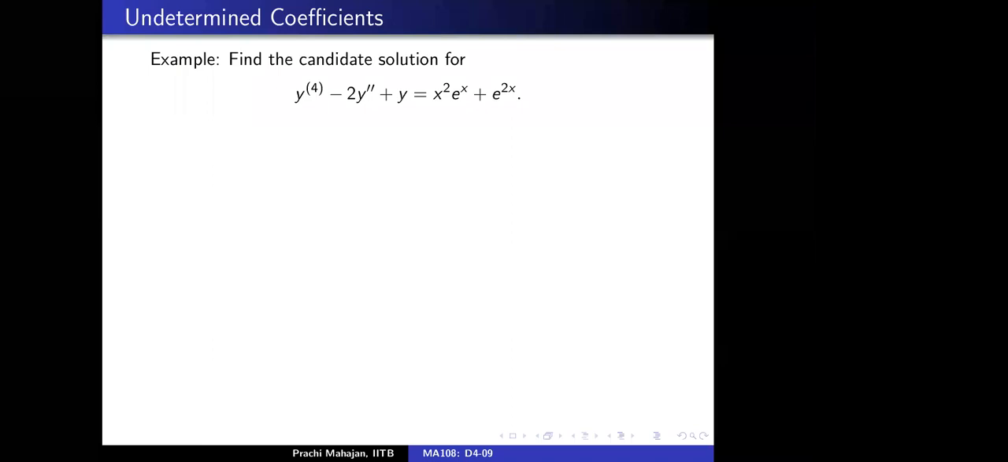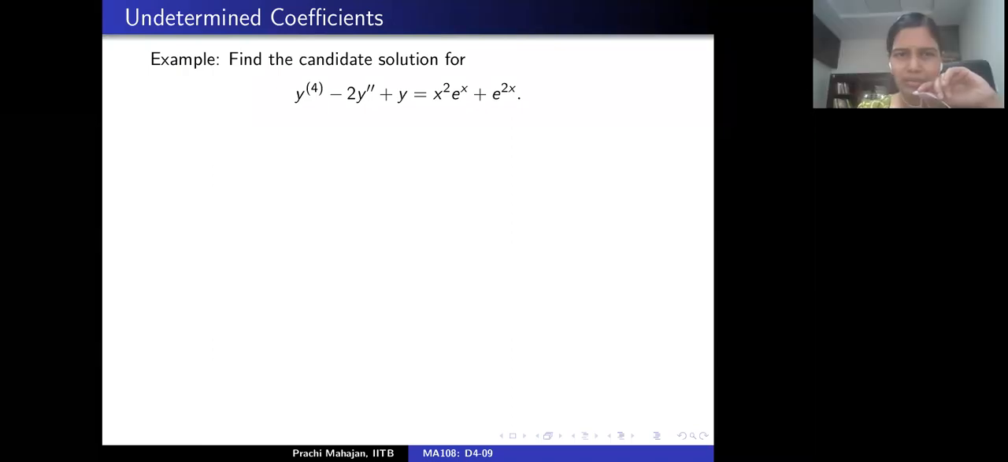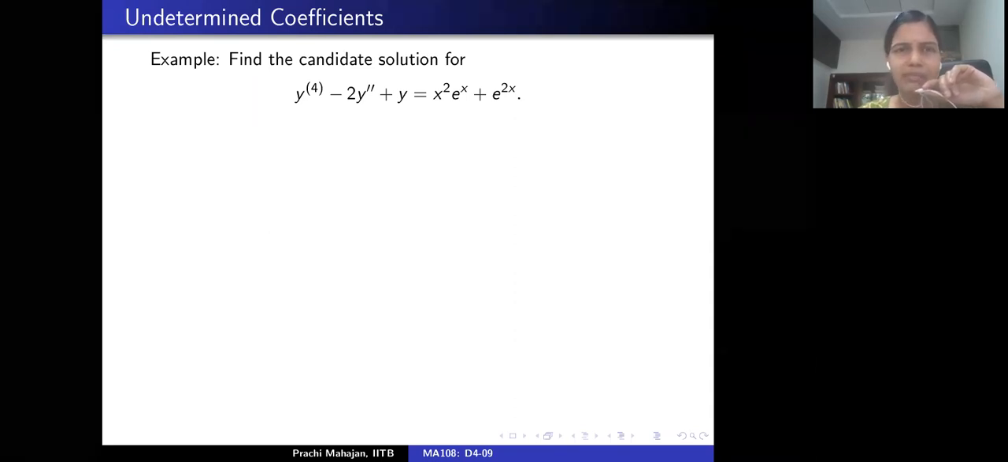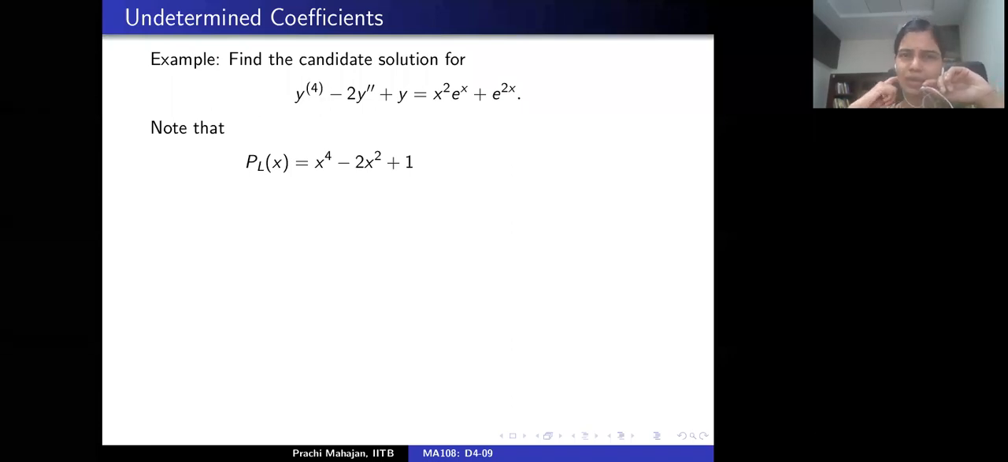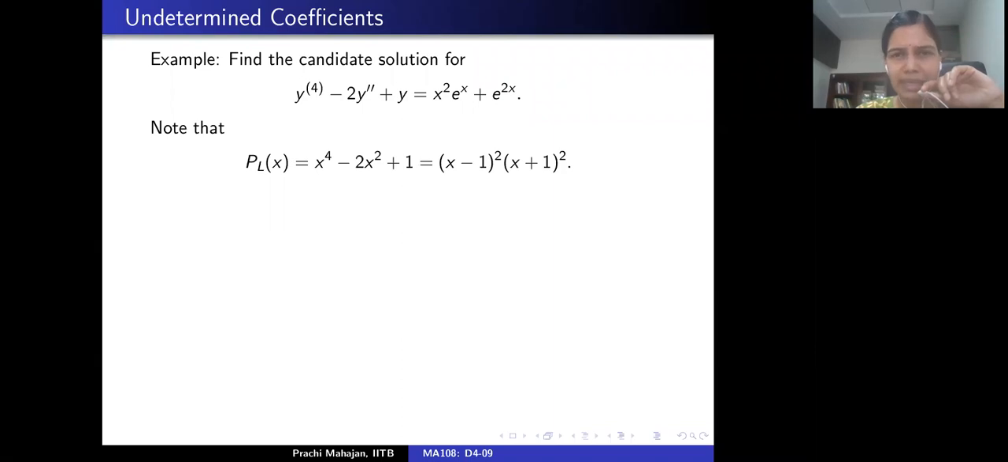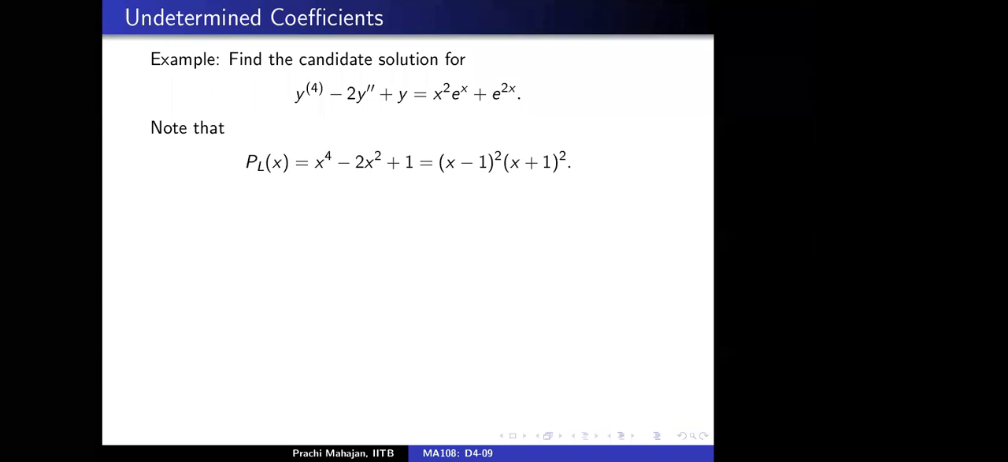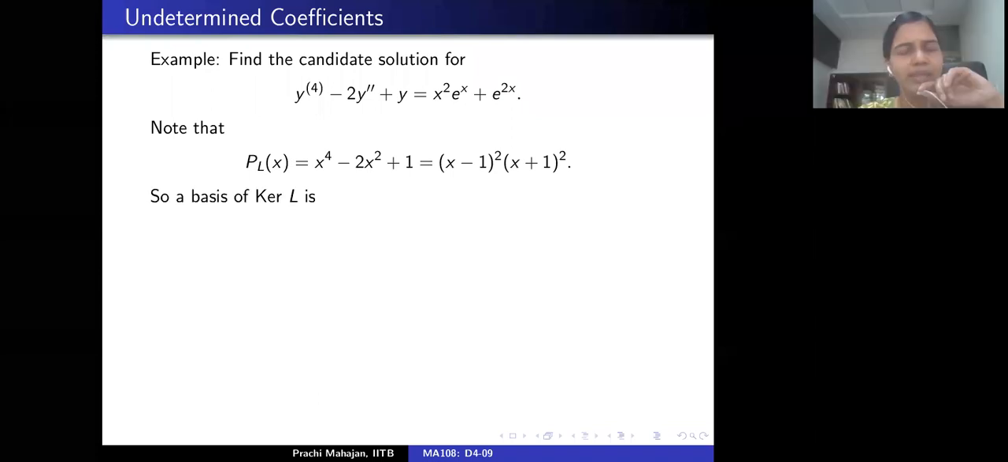All right. Let's discuss one more example. Again, using the method of undetermined coefficients, let's look at the homogeneous differential equation and write down the associated characteristic polynomial. This is x to the power 4 minus 2x square plus 1, which is x minus 1 whole square times x plus 1 whole square. So the roots are 1 and minus 1, each with multiplicity 2. Correct? So what is the basis of the solution space of the homogeneous equation?